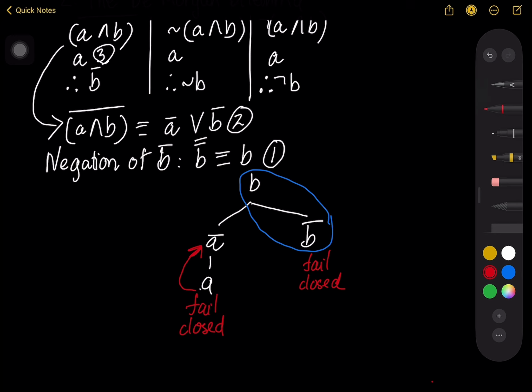Therefore, we have two branches that are closed for the negation of the conclusion. So now we're going to say this statement here is valid.